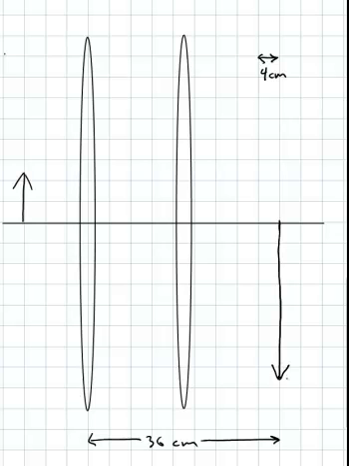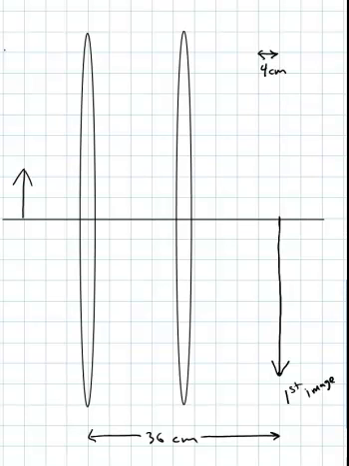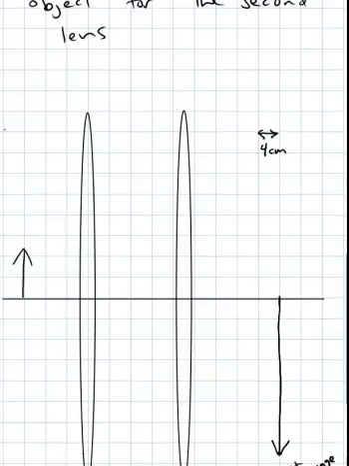So this is, what should we call that? First image. And we're going to use that now as the object for the second lens. So let's see, what should we do first? Why don't we do the ray tracing first, and then we will punch in the numbers and see what we get. So let me go back up to the first drawing.